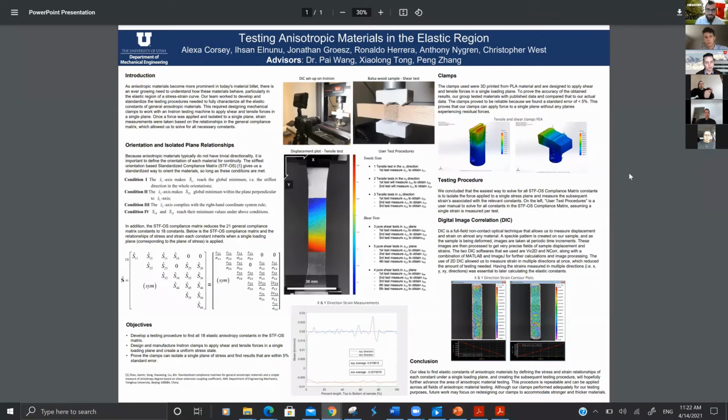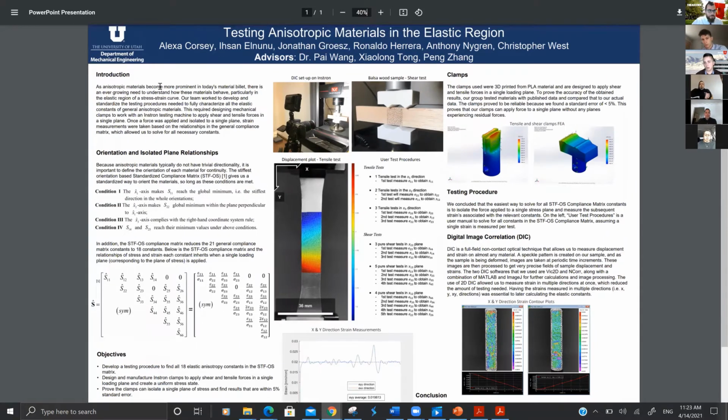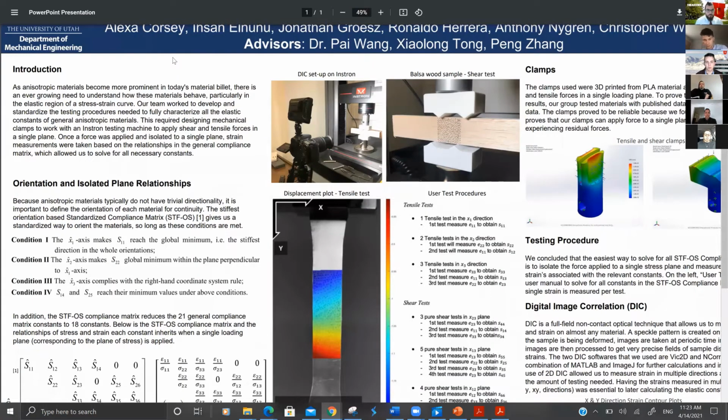Hello, we are Team 20, and our project was testing anisotropic materials in the elastic region. Our group members are Alexa Corsi, Isan El Nunu, Jonathan Groes, Ronaldo Herrera, Anthony Nigrin, and Christopher West, with advisors Dr. Wang, Dr. Tong, and Dr. Zhang.